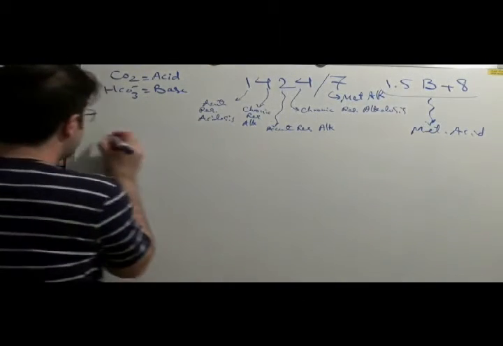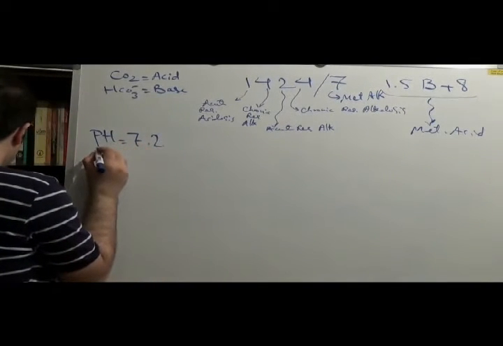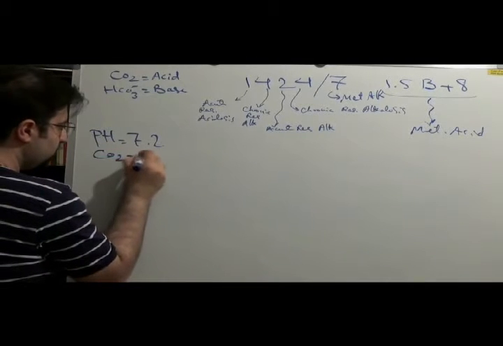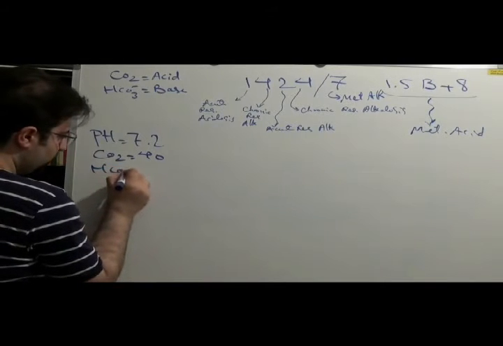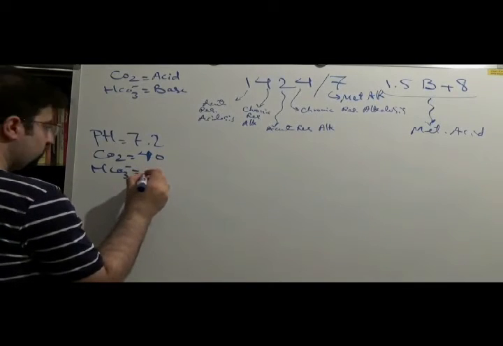So suppose pH is equal to 7.2 and CO2 is equal to 40 and HCO3 minus is equal to 12.